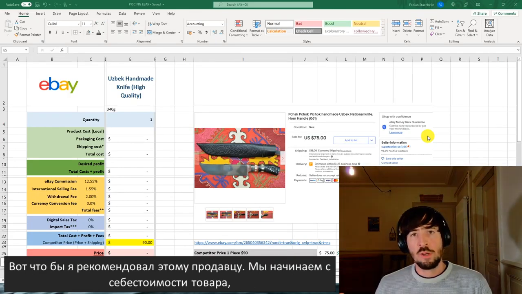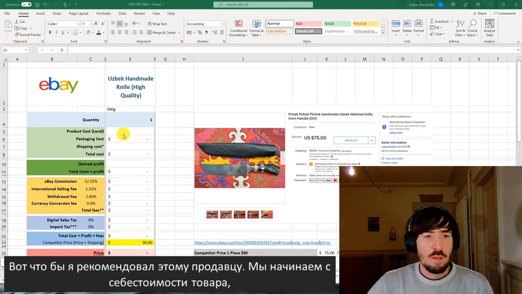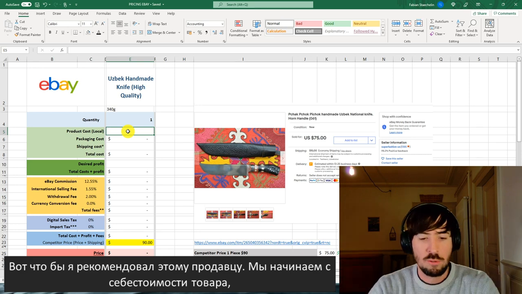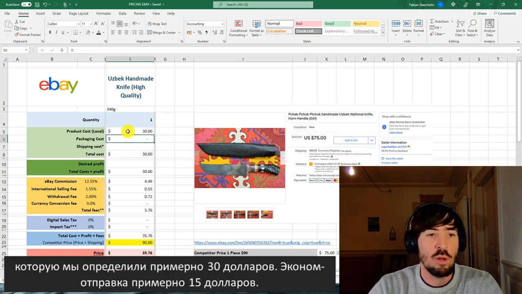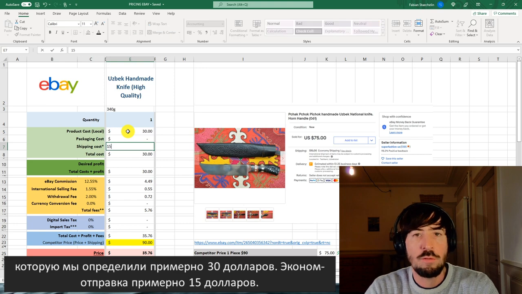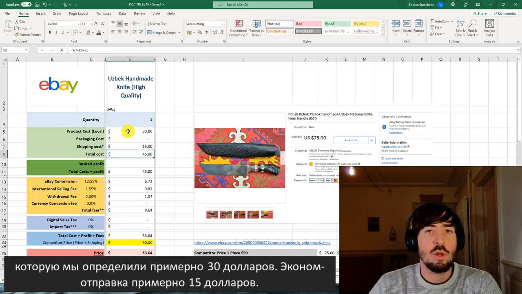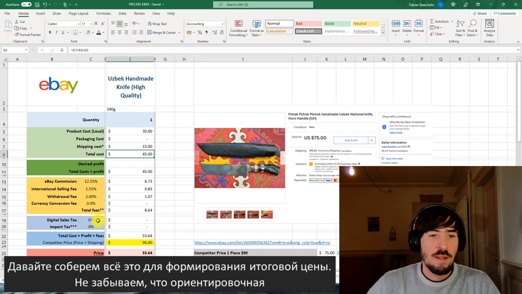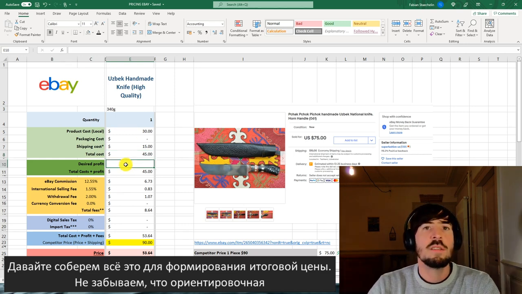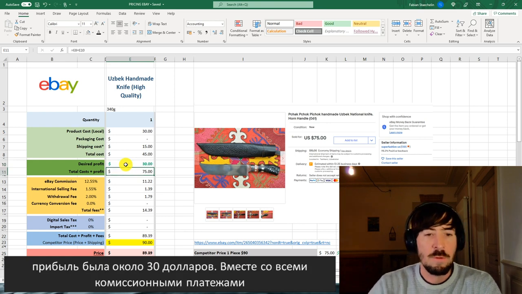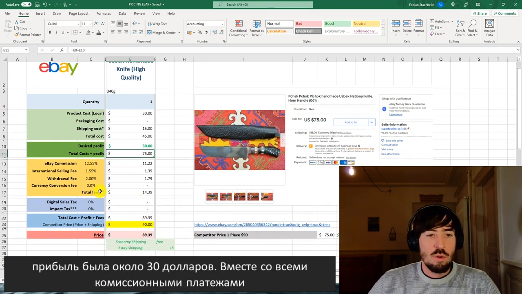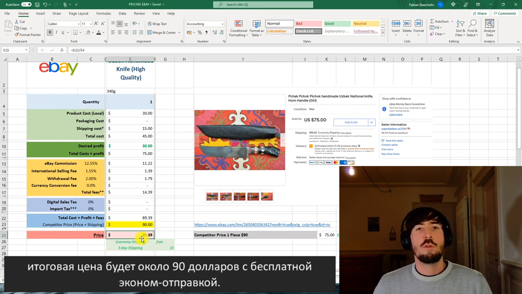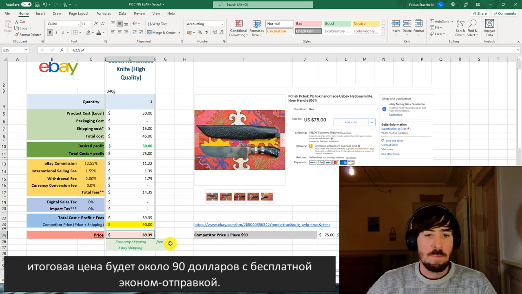So here is what I would recommend to this seller. Let's start with the local product price, which we determined was around $30. The shipping cost for economy shipping is $15. So let's put all of this into the final price. Now let's keep our profit that we determined was around $30, and with all the fees for eBay here, we will be able to sell this product for just under $90 with free economy shipping.